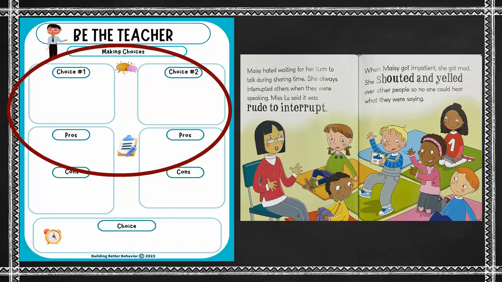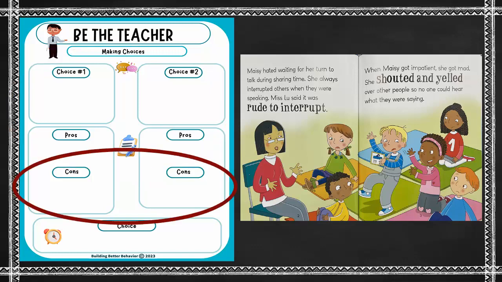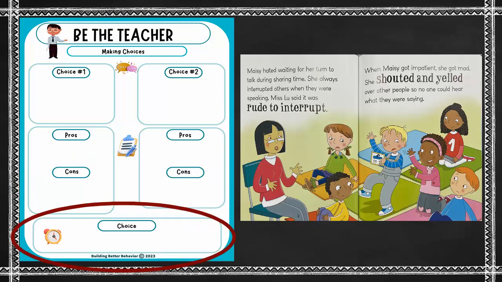Now pass the paper to student number 1. Pretend you are Maisie. Pause the video to write down what the pros for each choice would be. Now pass the paper to student number 2. Pretend you are Maisie. Pause the video to write down what the cons for each choice could be. Now it's time to choose. Pause the video while students discuss which choice they would make and practice how they should say it to her teacher.